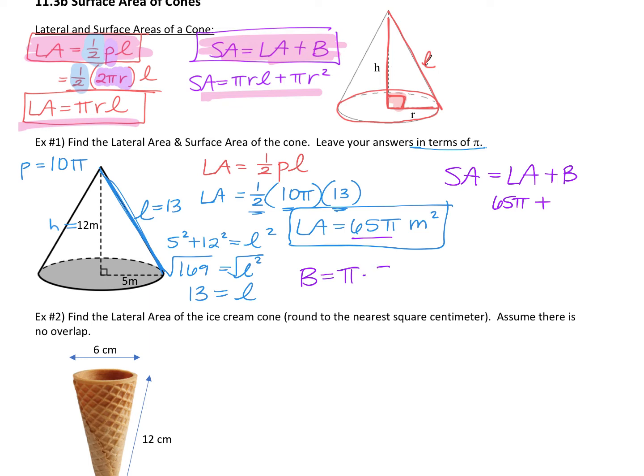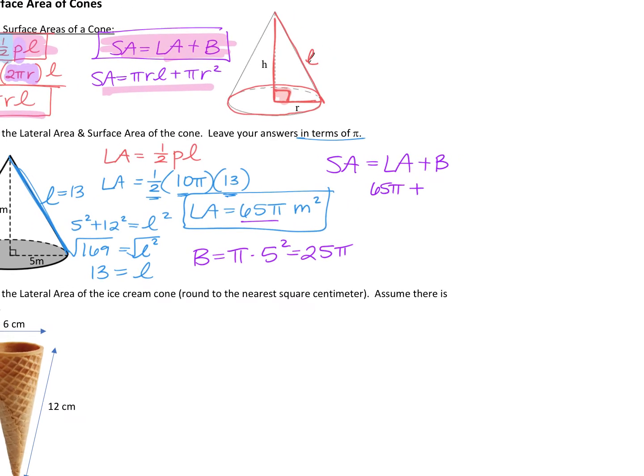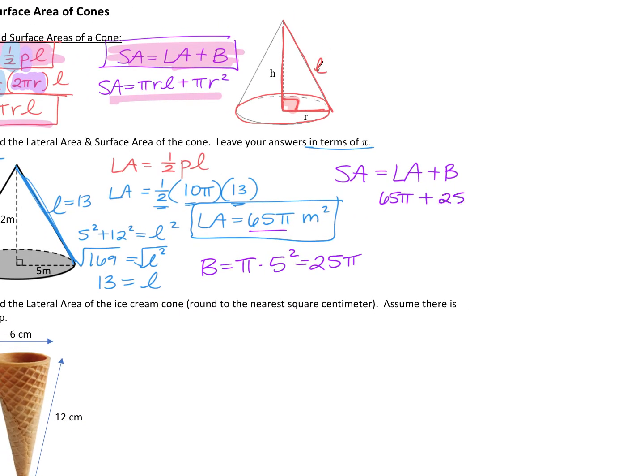25 pi. Pi times the radius squared. So 25 pi. Okay, that's your b. So we're going to add b, 25 pi, and that means you have a surface area of 90 pi square meters. Okay, square your units. Pi is not units. Don't square pi.